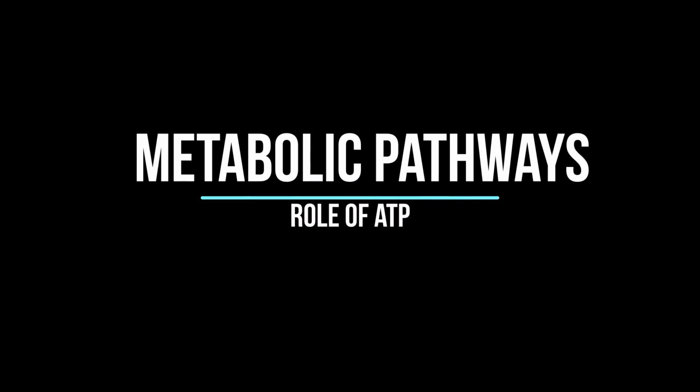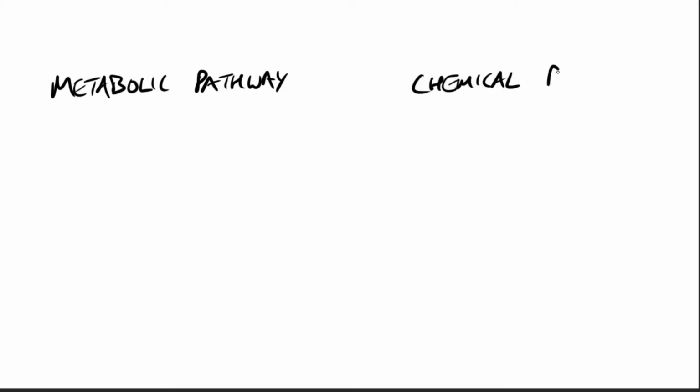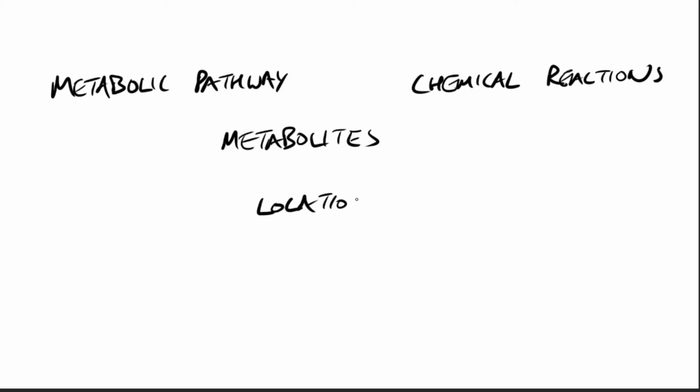Today we'll do metabolic pathways and we'll speak about ATP as well. So a metabolic pathway is a linked series of chemical reactions. It's like a chain reaction. Now the reactants, the products and the intermediates are known as metabolites. Mainly the product of one enzyme or the product of one reaction acts as a substrate for the next reaction.